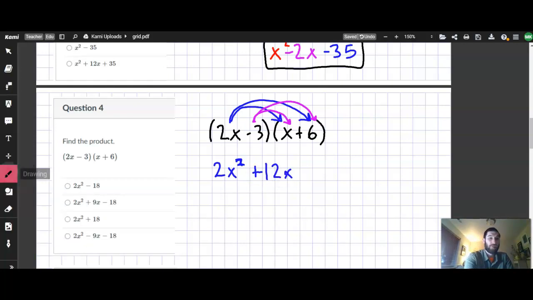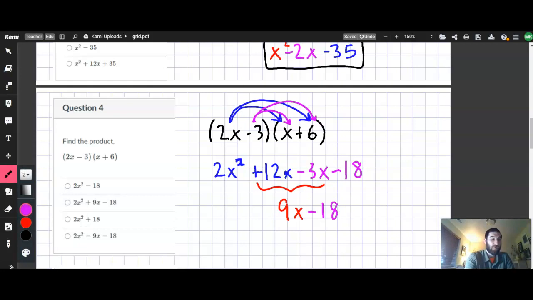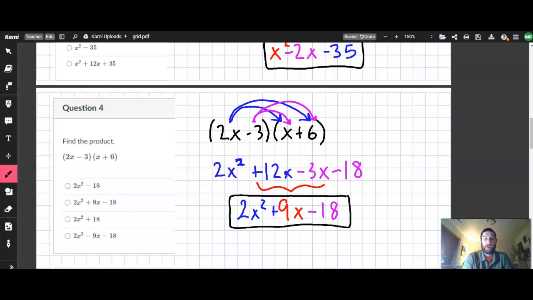And now let's do the multiplication for our negative 3. Negative 3 times x is negative 3x, and negative 3 times 6 is negative 18. And from there, we actually focus on combining our like terms, which in this case is just the 12x and the negative 3x. 12x minus 3x is 9x. We're still working with our negative 18. That had no other like terms. And we're still working with our positive 2x squared, because there were no other like terms there either. So we have 2x squared plus 9x minus 18 as our new trinomial that came from our multiplied binomials.